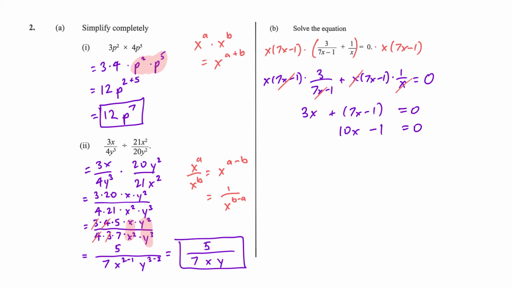Add 1 to both sides to get 10x equals positive 1. Then lastly, divide both sides by 10. We have x equals 1/10. And that's our final answer.